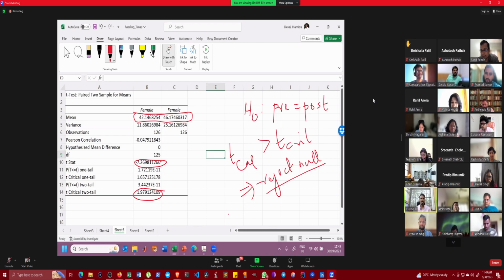Normal t-test, no. How does it matter to you whether the sample size is the same or different? The normal t-test, assuming equal variance or unequal variances, will work anyways, right? Yeah. So just use that.